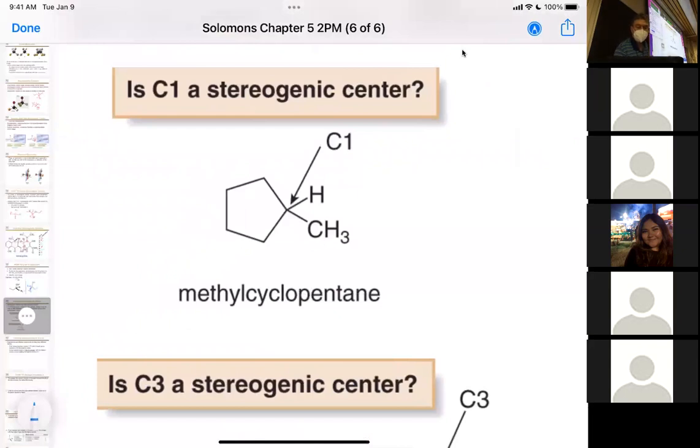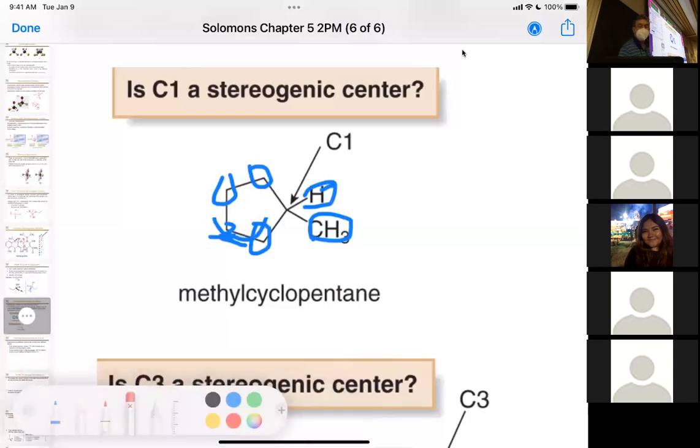So the hydrogen and the methyl group are definitely different. Then we have a CH2 and a CH2. Are those different so far? No. So let's go out one more. CH2 and CH2. Are they different yet? No. In fact, if we keep going around the ring, we're going to end up with the same thing on both sides. So that means it's not going to be a chiral center.